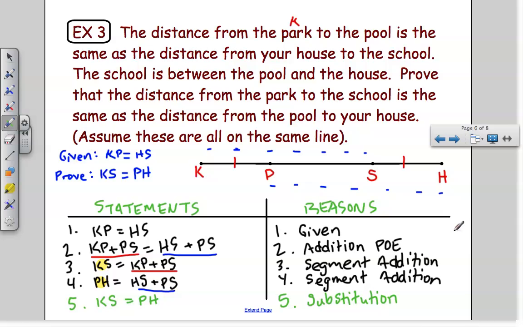Okay. So some more proofs with segments and angles. Talking a little bit about reflexive, symmetric, and transitive property.